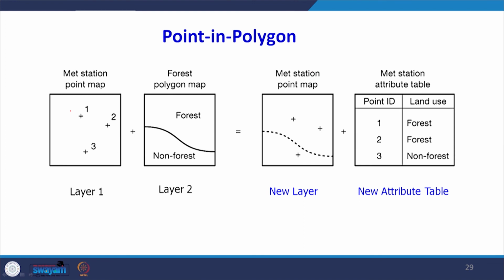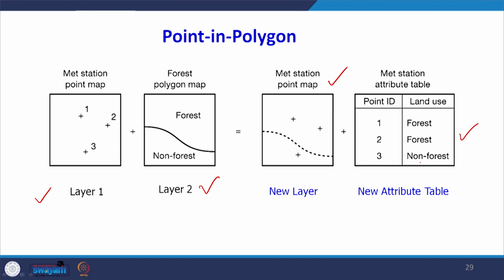It is indicating I have layer 1 with me, which is point data. There are 3 meteorological stations: 1, 2 and 3. In layer 2 I have a forest map, with the forest category and the non-forest area. When I superimpose the point map onto the polygon map, I actually get this kind of output. This is the new layer which is indicating the forest boundary, the non-forest area, as well as those 3 locations of the stations, and the attribute table would have point IDs 1, 2 and 3, and at that particular point ID, what is the land use, forest cover or non-forest area.